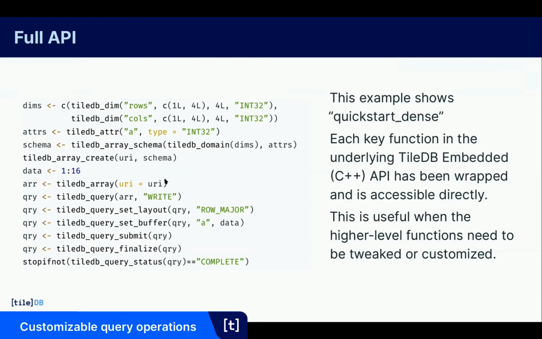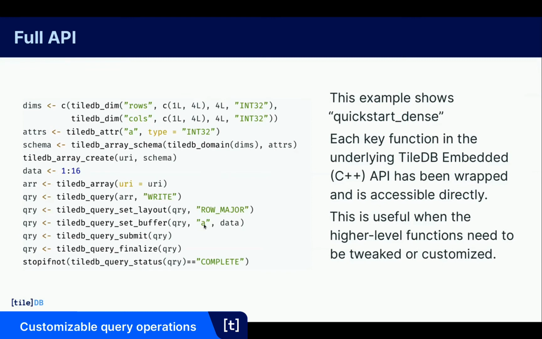So this basically is the long-form version of the quick start dense first example that we started with. So again, a vector of 2 dimensions for the dims, one attribute, create a schema from the 2 dims and the attributes, create the array, set up data, open the array for writing. We haven't said much about row or col major because the changes in behavior are not that meaningful to us at our level for the intro tutorial, so just take that as it is.